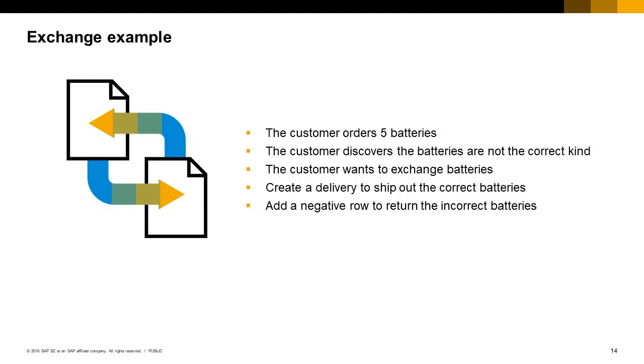In our business example, our customer has ordered 5 batteries. The customer quickly realizes that the batteries are the wrong kind. The customer would like to exchange the incorrect batteries for the correct batteries. We can create a sales document, such as a delivery or an AR invoice, to ship out the correct batteries. The same document can include a negative row, or credit row, to receive the returned batteries into stock and credit the customer.